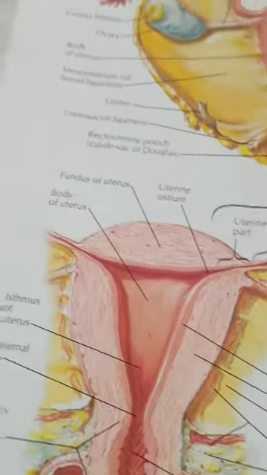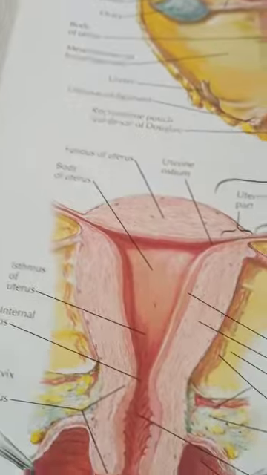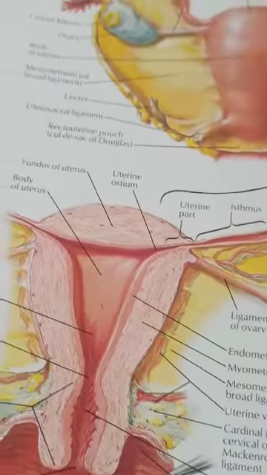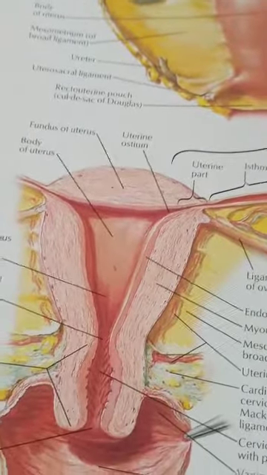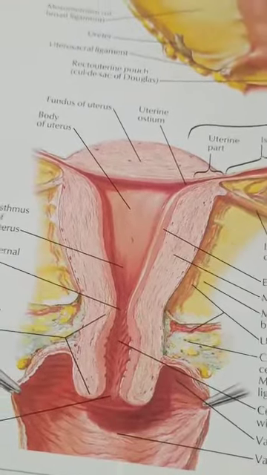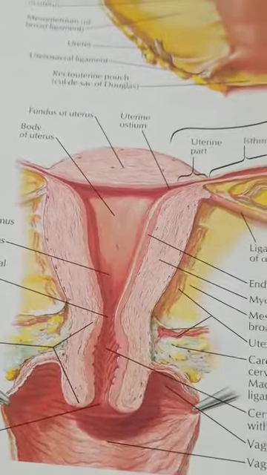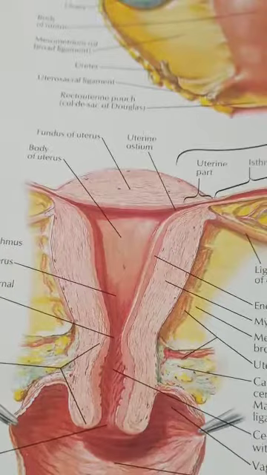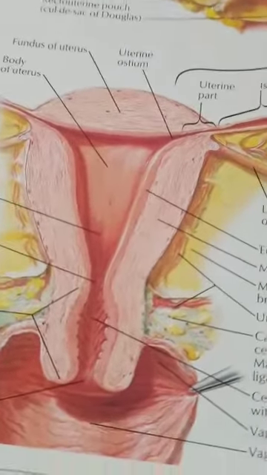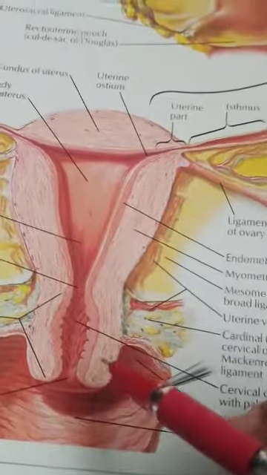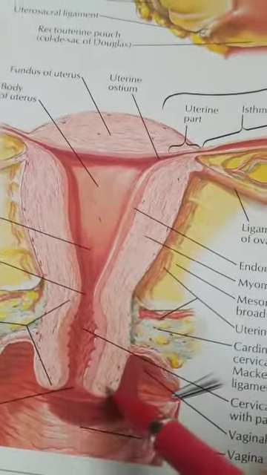In a nulliparous woman, the external os will be small, and is bounded by anterior and posterior lips of the cervix. Anterior and posterior lips can be seen in the cervix in nulliparous women.